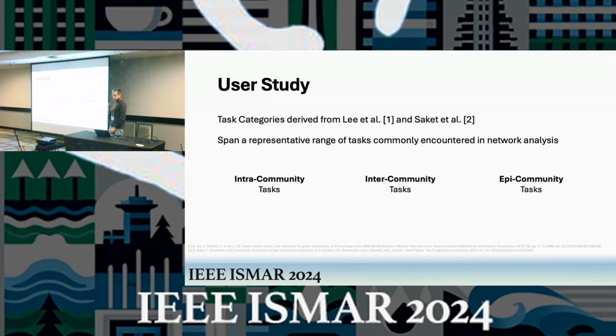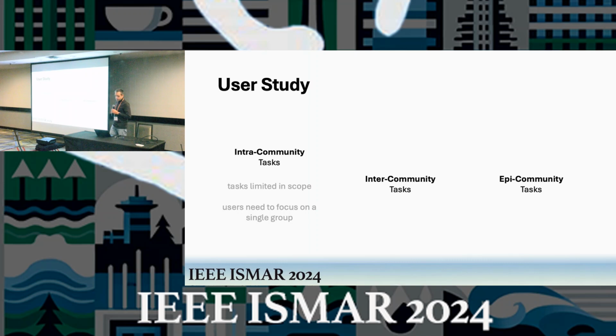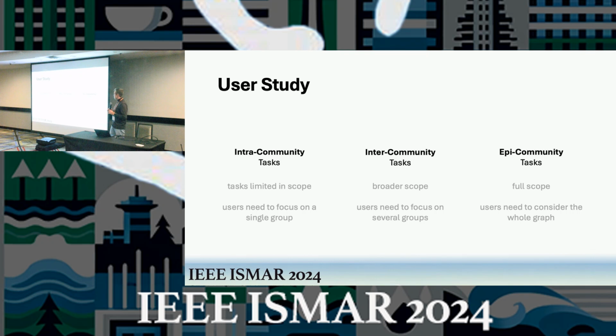And we group our tasks into 3 categories: intra, inter, and epi-community tasks based on their scope. So intra-community tasks were limited in focal and spatial scope, and users only needed to focus on a single group or community of nodes. An example for this would be to find common neighbors of 2 nodes within a group. Inter-community tasks require a broader scope of regard, and users typically need to focus on several groups at the same time in order to solve these. And lastly, epi-community tasks require attention to the full scope of the network. These usually involve many or all the groups in the network, or just the whole network at large.